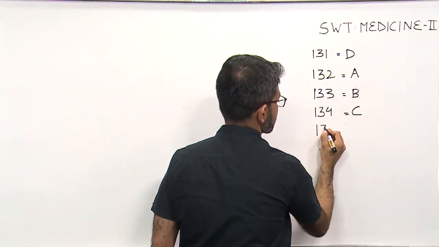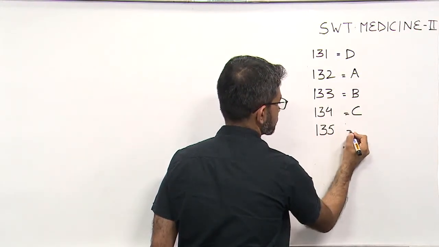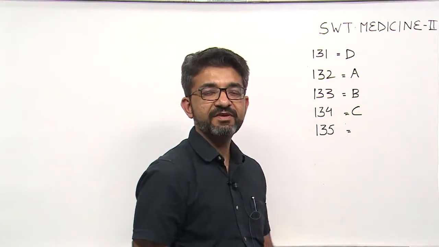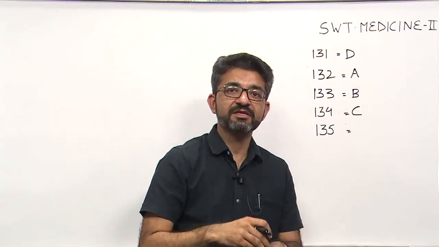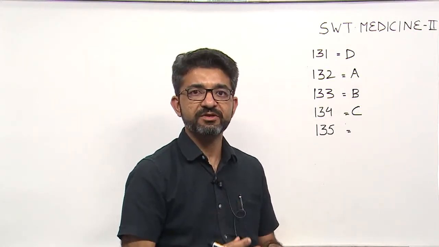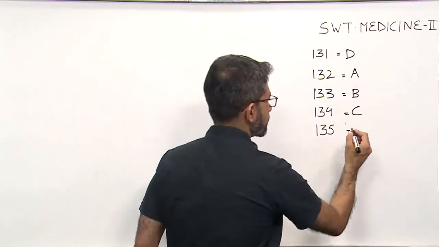Question number 135. Lasègue sign, when you percuss anteriorly on the shin, patient has pain. So, it is a sign of DVT. So, answer is A.